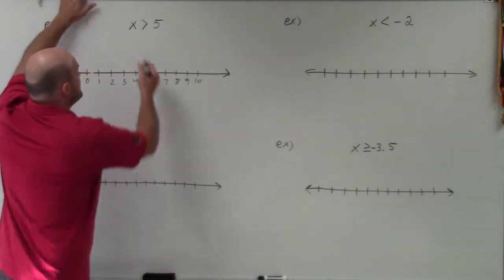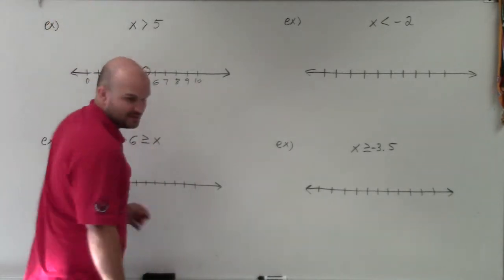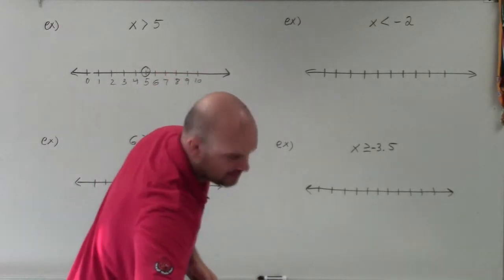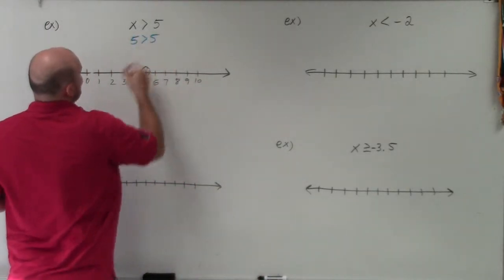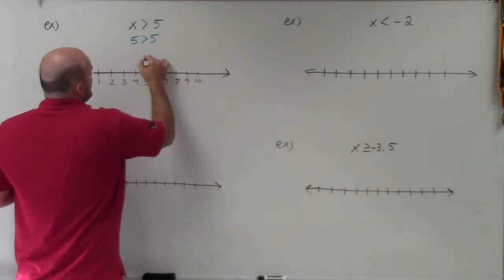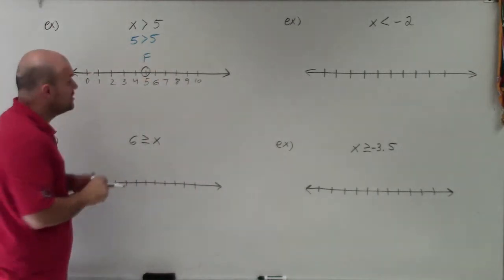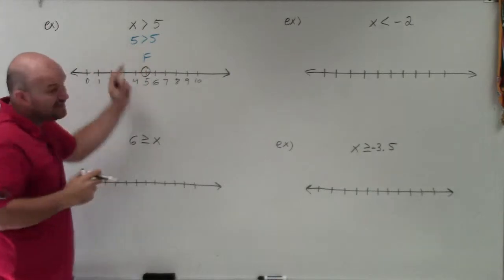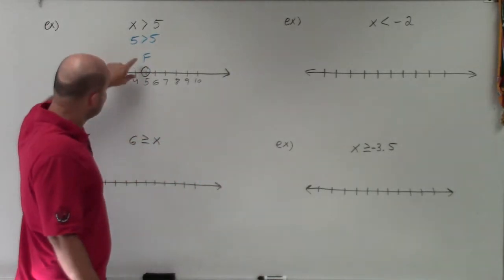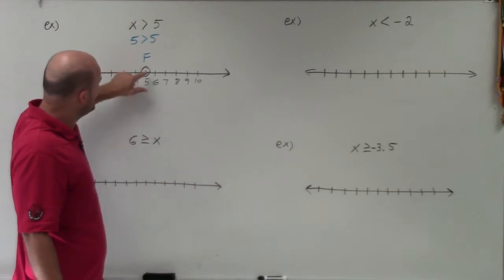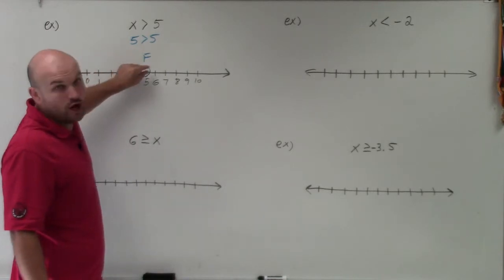What you simply do is plug in 5. I'd like to use a different color here. You plug in 5 is greater than 5. Is 5 greater than 5? No, that is false. So since it's false, we're still going to keep the circle there, but it's going to be what we call an open circle. All right? It's going to be an open circle, so we're going to leave it open there.